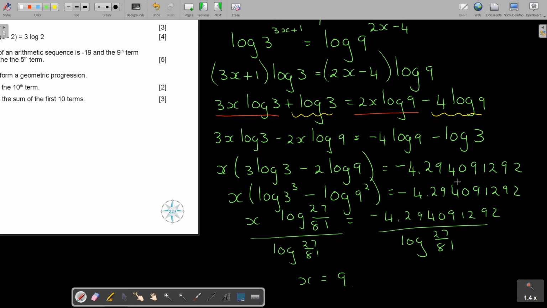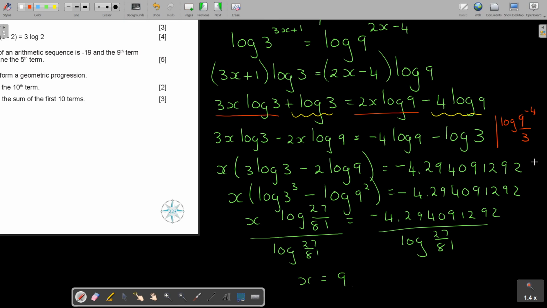I just want to test quickly something. If I was keeping this as log 9 to the power negative 4 over 3, I just want to see if I was saying log of 9 to the power negative 4 divided by 3, equals, and then divided by log of 27 divided by 81, then I would have gotten 9.